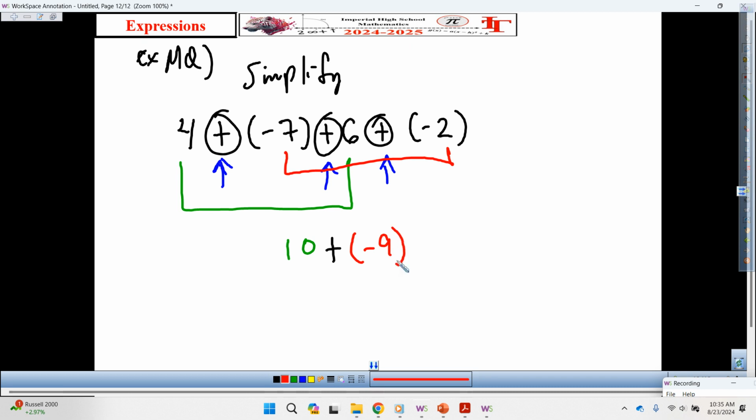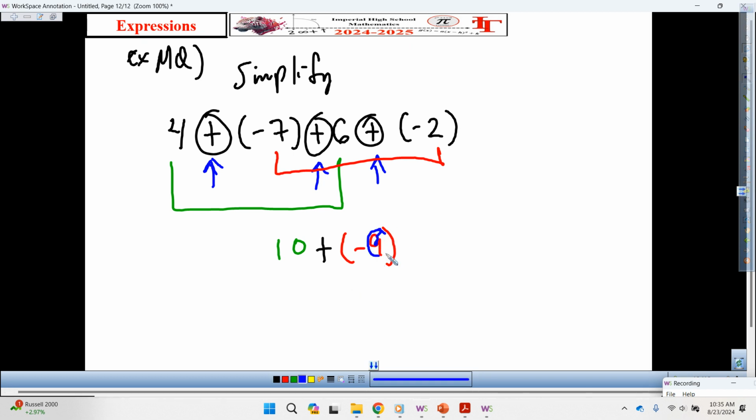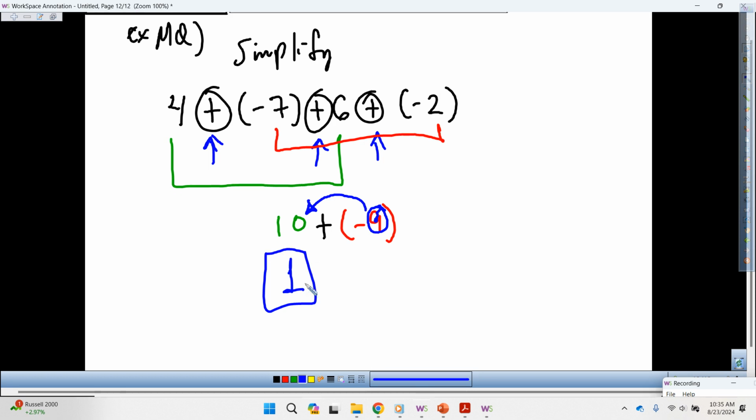Next, you ask the question. Start with the smallest number. Don't worry about the sign. Just look at the number itself. Which is the smallest number? It's this 9, Mr. Q. So can these 9 negatives cancel 9 positives? Yes. So the answer is 1. All right.